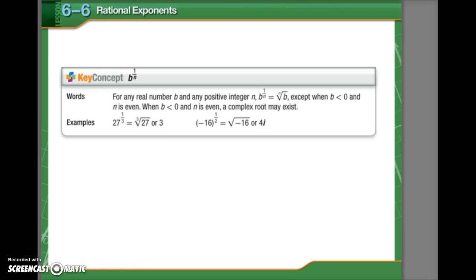So our concept here is something that we've already talked about back in Lesson 13. If we have a fractional exponent, like some number b to the 1 over n power, you can write that as the nth root of b. We've already talked about that concept. Here are some examples. 27 to the 1/3 power is the same as the cube root of 27, which is just 3. Negative 16 to the half power is the square root of negative 16, which simplifies to 4i. So that's what we're going to be looking at in this lesson.